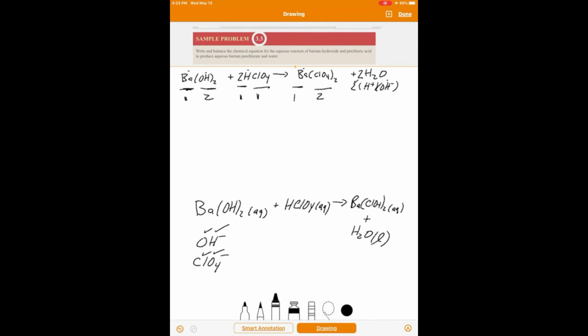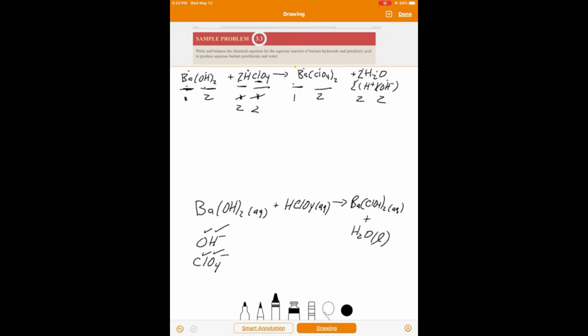So that gives us 2 H+, but it also gives us 2 perchlorates. So there's also 2 perchlorates. Now there's 2 of each of those, and there's now 2 of each of these. So if you think about it, there's one barium, 2 hydroxides, 2 hydroxides, 2 hydrogen ions, 2 hydrogen ions, 2 perchlorates, 2 perchlorates. It's now balanced.